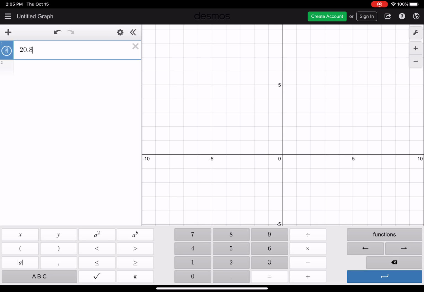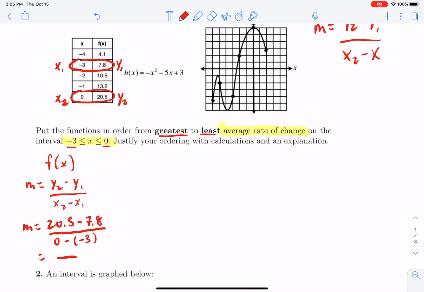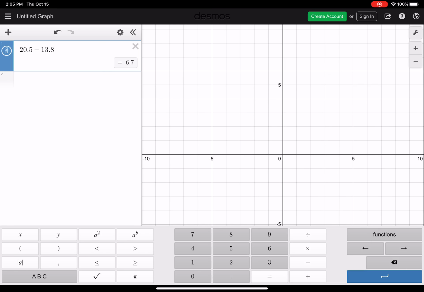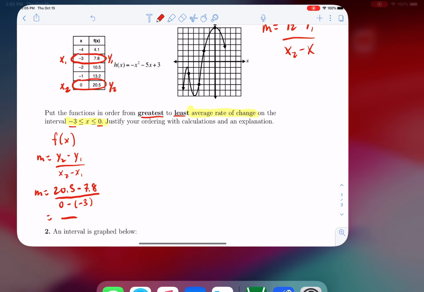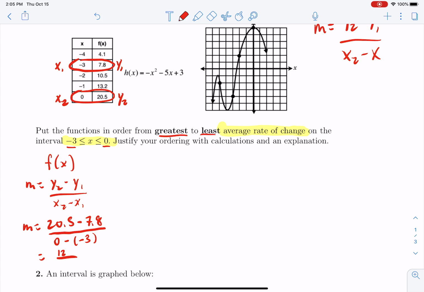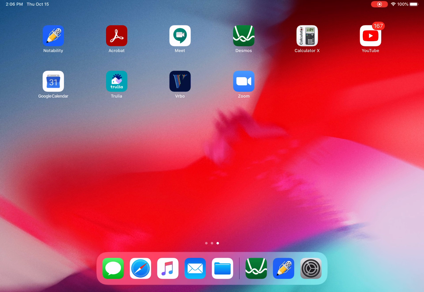All right, so that's 20.5 minus 13.8, we get 6.7. Oh, sorry, minus 7.8. You've got to be careful. Okay, it's 12.7. Great, so 12.7 in my numerator. 0 take away -3 is just going to be +3. So now I divide 12.7 divided by 3.